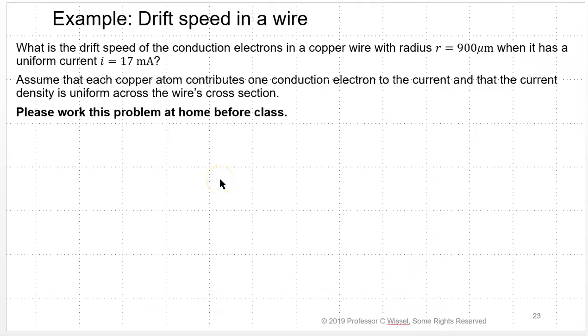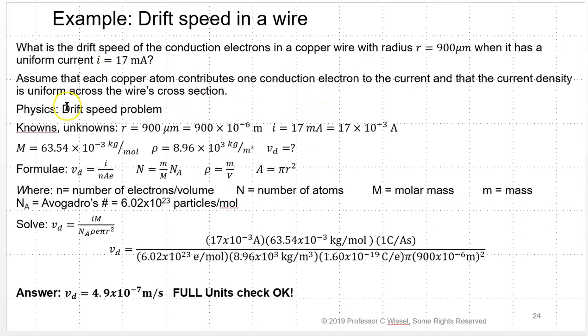What is the drift speed of the conduction electrons in a copper wire with a radius of 900 micrometers when it has a uniform current of I equals 17 milliamps? Assume that each copper atom contributes one conduction electron to the current, and the current density is uniform across the wire's cross-section. Okay, the physics of this is a drift speed problem, the knowns and unknowns.